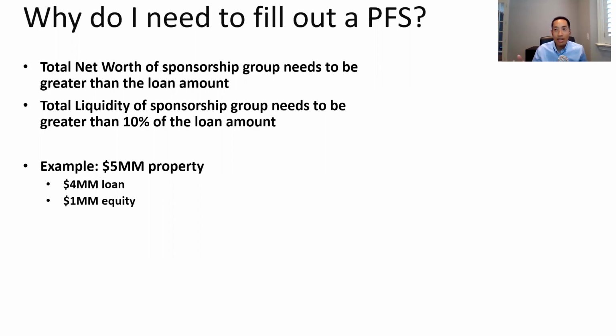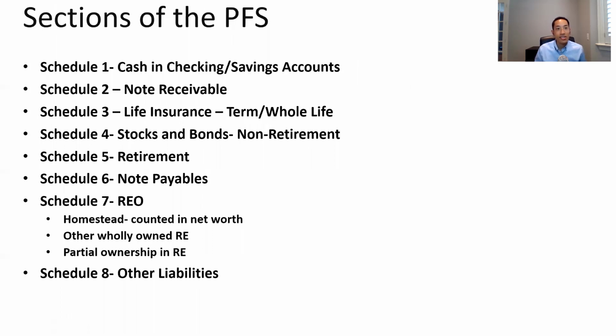So let's just take a $5 million property. Let's say you get a $4 million loan and $1 million in equity. With a $4 million loan, your net worth needs to be greater than $4 million, and your liquidity needs to be $400,000 or higher. So let's jump into the sections.